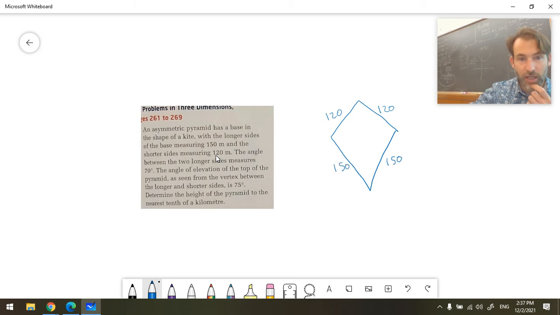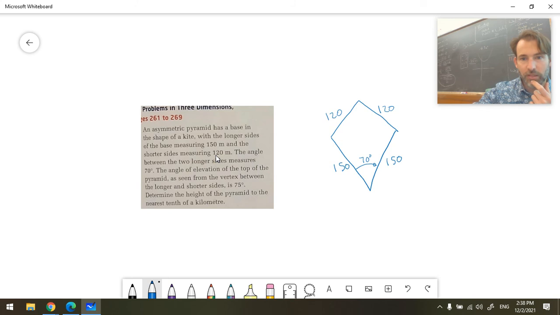It's a weird shaped pyramid, eh? An asymmetric pyramid has this base. The angle between the 2 longer sides measures 70 degrees. The angle of elevation of the top of the pyramid as seen from the vertex between the longer and shorter sides is 75 degrees. Okay, so here this angle is given, and it's 70 degrees. All right, and then this rises up.